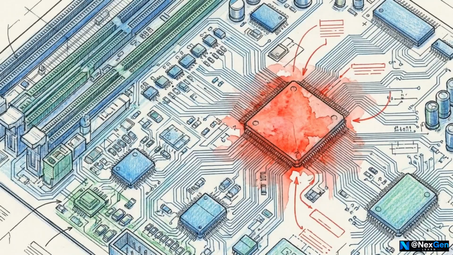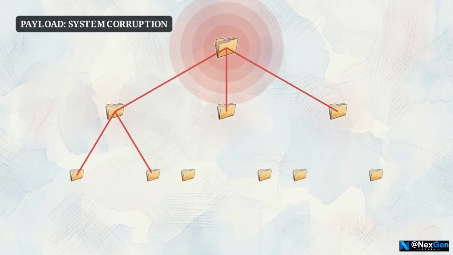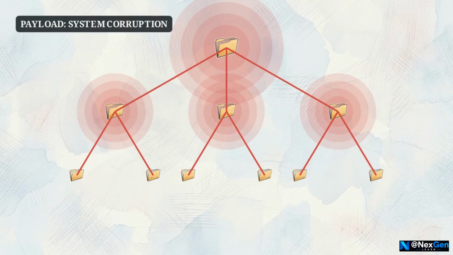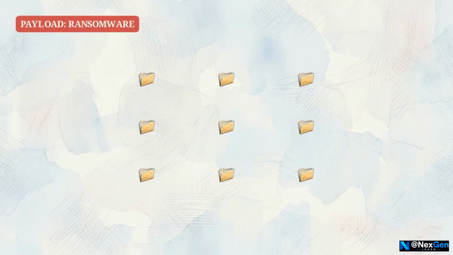Once the virus secures memory privileges, it delivers the payload, the destructive action it was programmed to take. This visualization shows a hierarchical file directory undergoing system corruption. The virus overwrites core OS registry files, triggering a rapid state change that cascades downward, breaks the tree structure, and crashes the system architecture. A second payload type is ransomware.